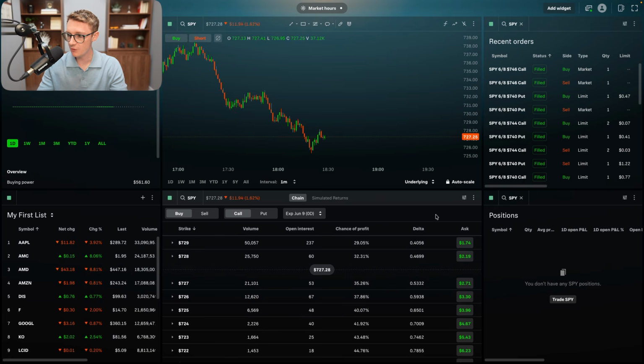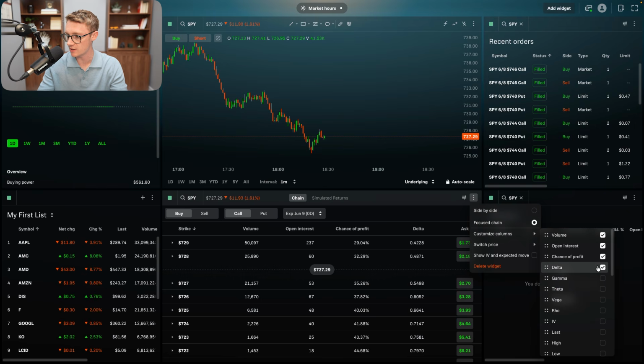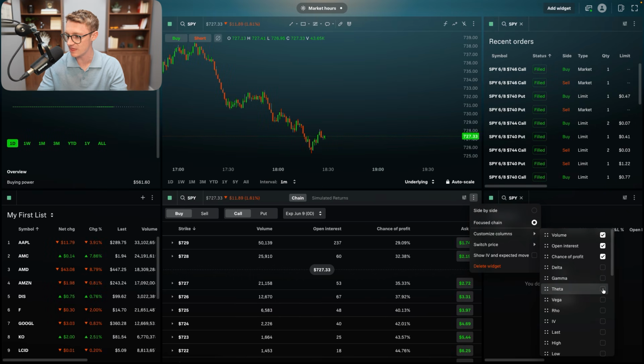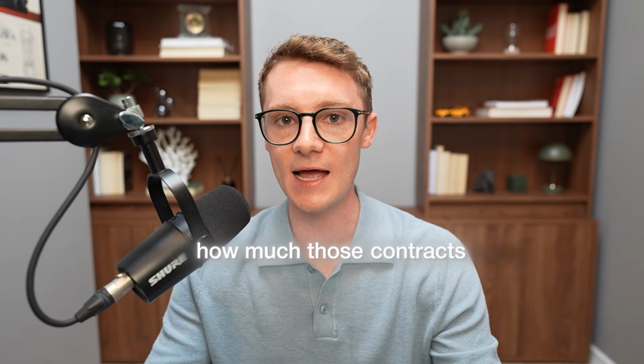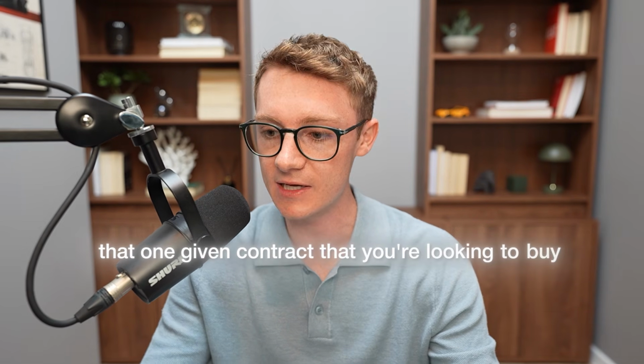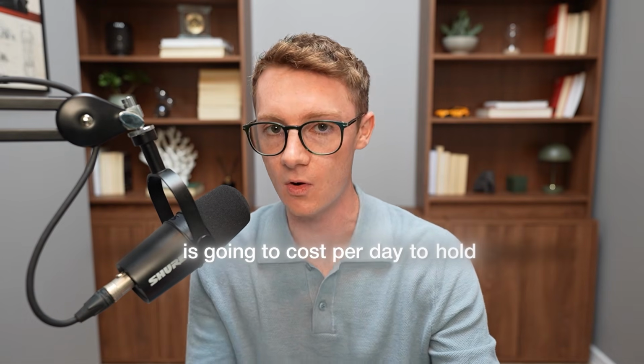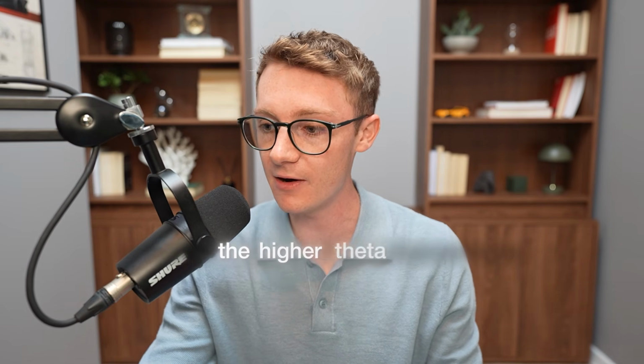And if we want to, we can go ahead and customize columns. And let's say we don't want to look at delta, but we want to look at theta. Now we can see theta. Theta is just time decay, and it represents how much that one given contract that you're looking to buy is going to cost per day to hold. Because remember, options are pay to play. Each and every day you hold that contract, it's going to cost to hold it. And for contracts that expire in 1 day, 2 days, 3 days, the closer the expiration, the more expensive those contracts are going to be to hold and the higher theta will be.